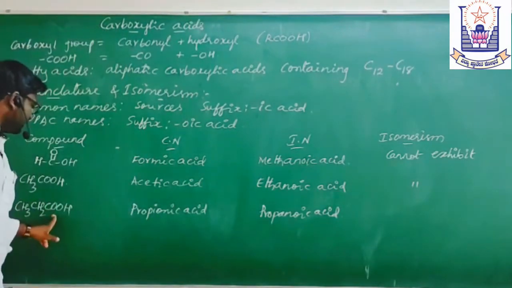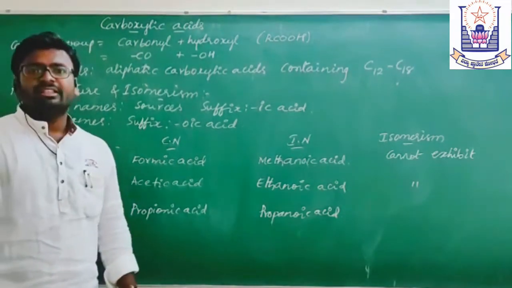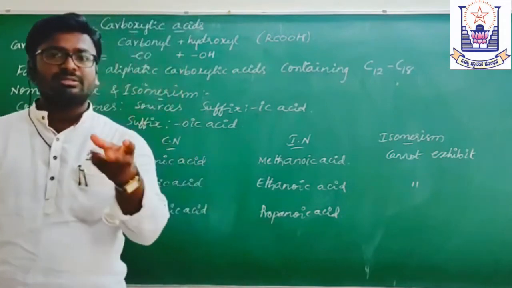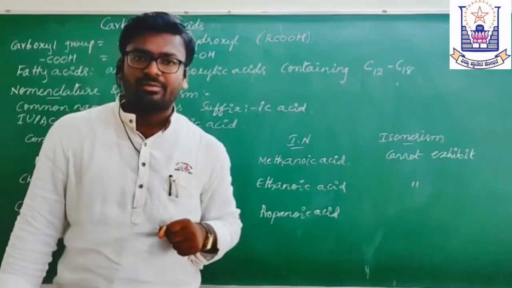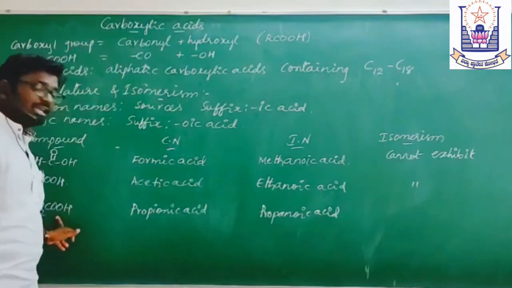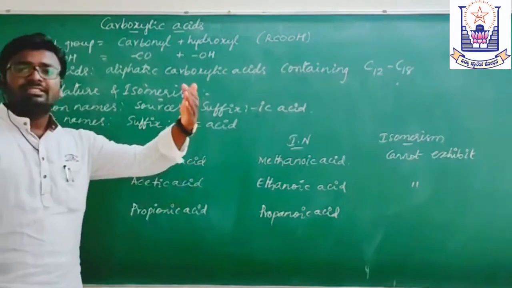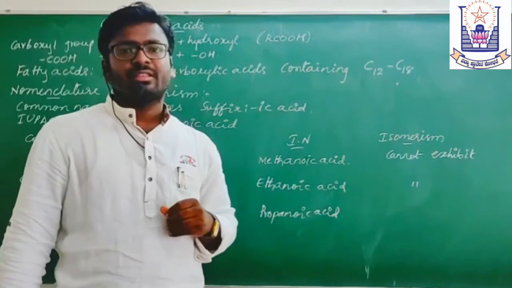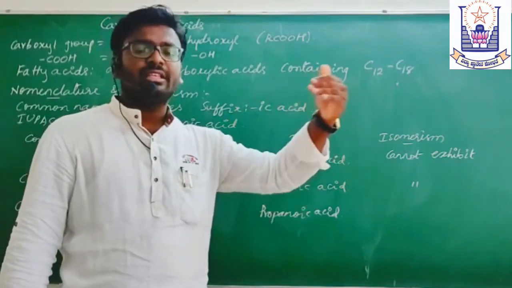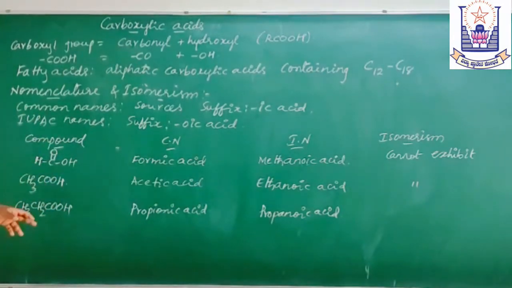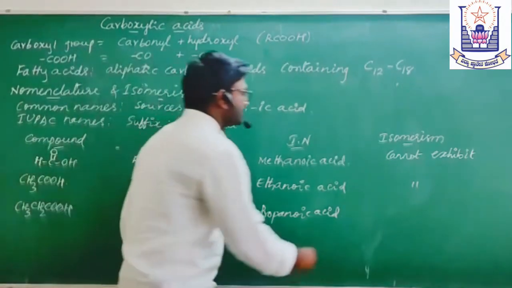Here this can also exhibit functional group isomerism. What is functional group isomerism? Two or more compounds having the same molecular formula but a difference in the functional group. Carboxylic acids are functional group isomeric with the esters. Now, what that ester will be, I will show you. It exhibits functional group isomerism.